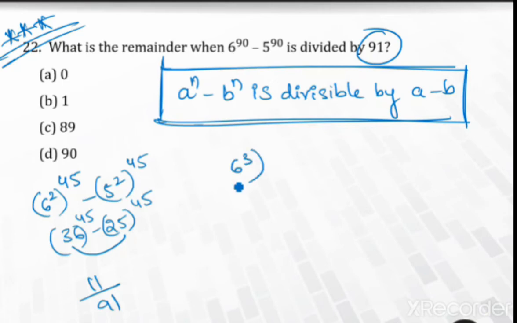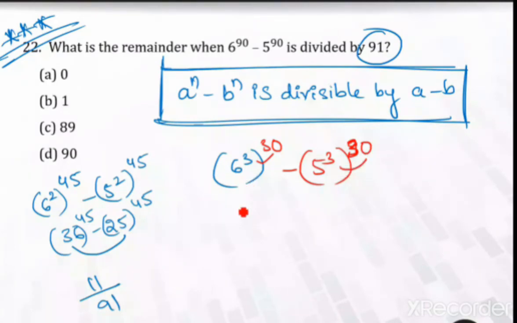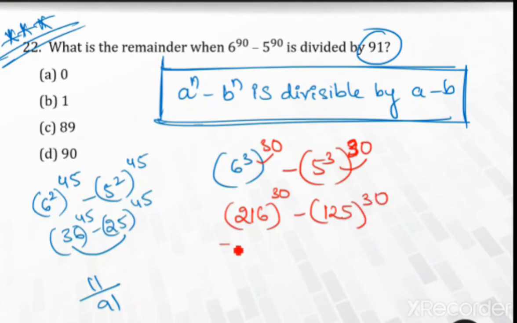Now here can I say 6 power 3 whole power 30 minus 5 power 3 whole power 30? Can I write like this? 3 into 30 will give the result as 90. Correct? Now what is 6 cube? 216 power 30 minus 5 cube, 125 power 30, divided by 91.